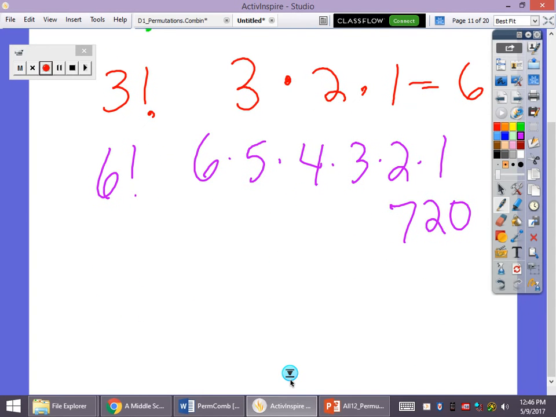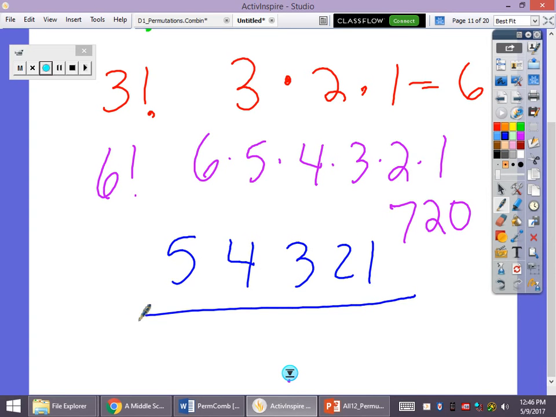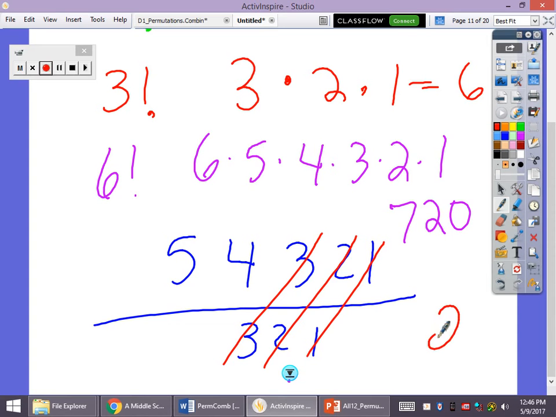Last one. Now, I personally write out the last one before I do the work. So what is 5 factorial? 5, 4, 3, 2, 1. And underneath I should have 3, 2, 1. Now watch what I do. If it's in the numerator and the denominator, it cancels. So I'm left with 5 times 4, which is 20. And that's where we're going to stop the lesson today.